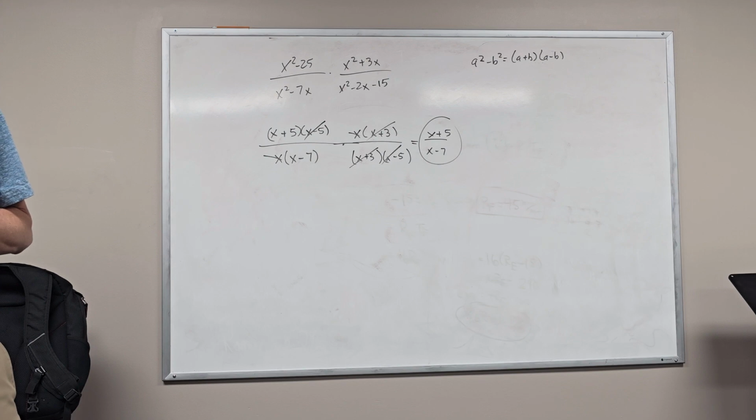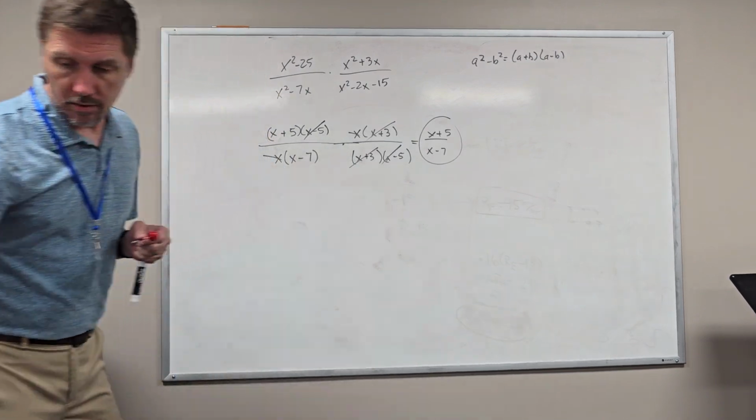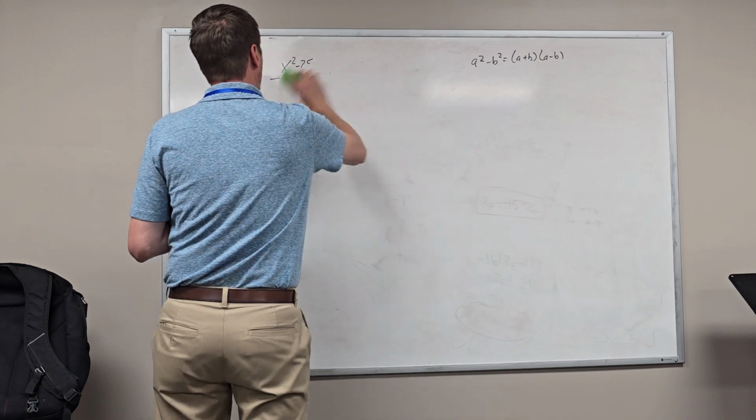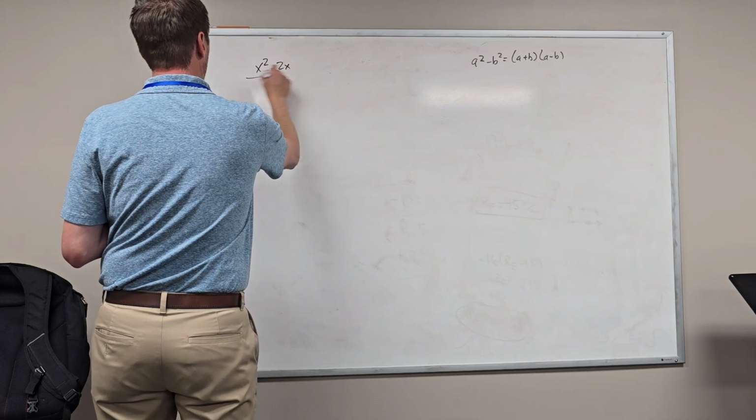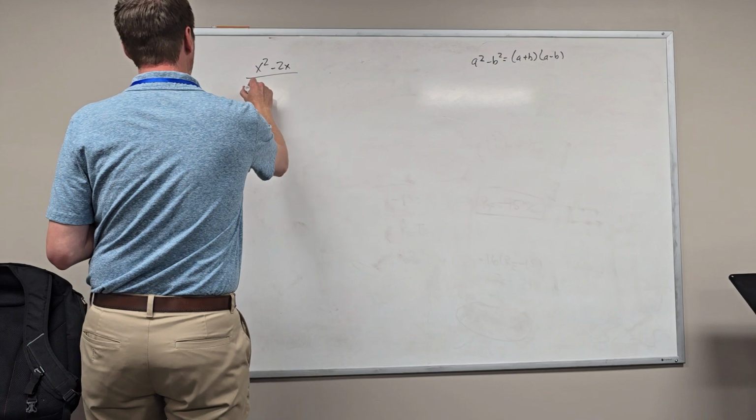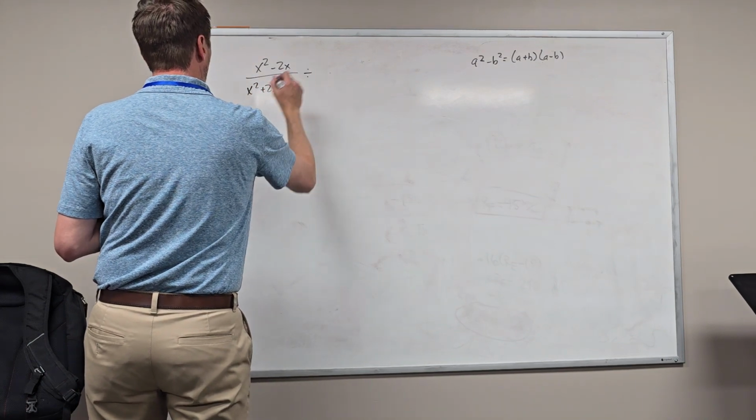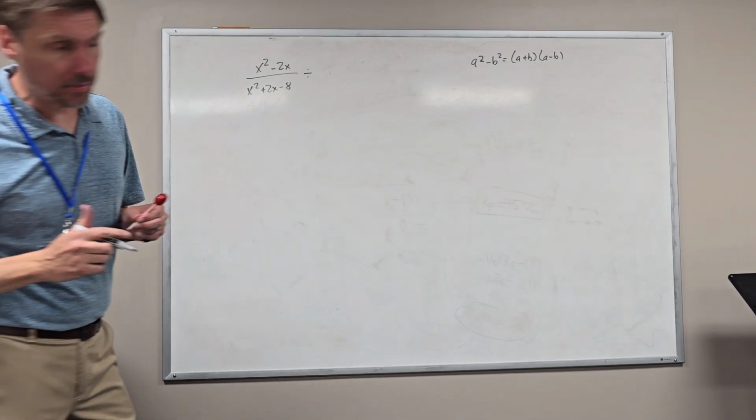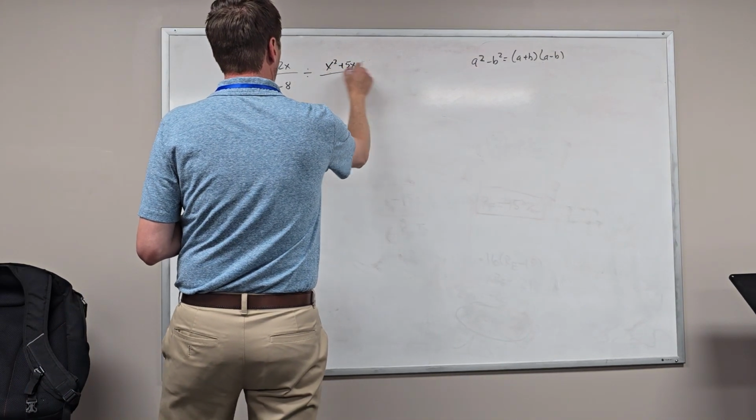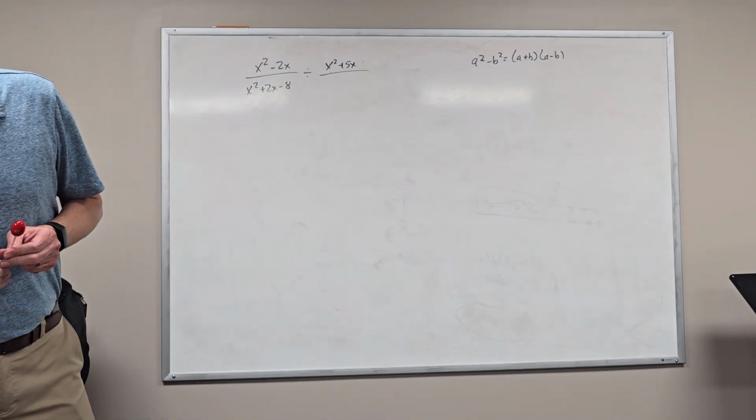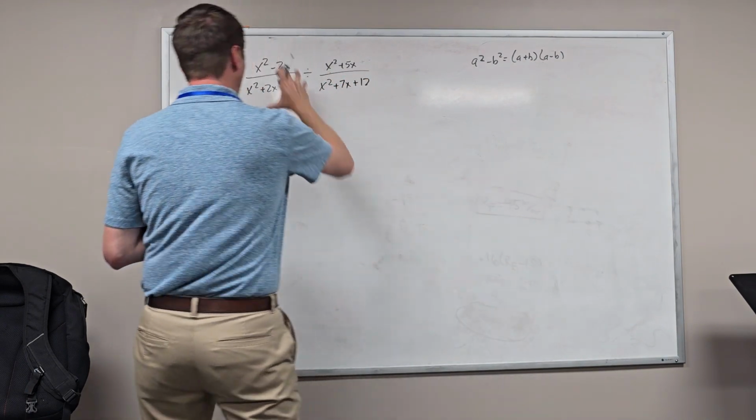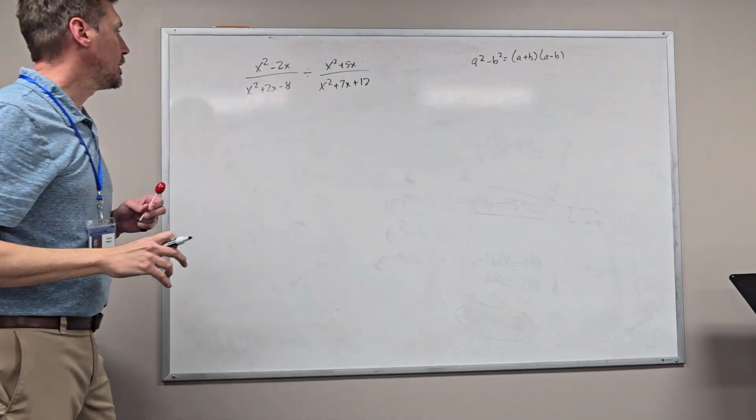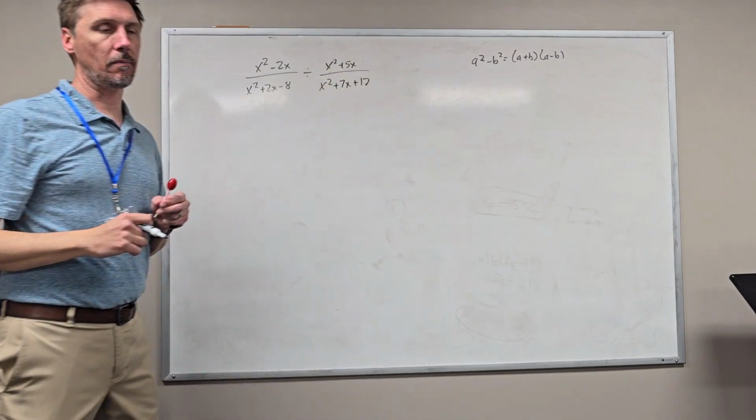Now, what about division? Division's going to be the same deal. You guys said it just a moment ago. If I have x squared minus 2x divided by x squared plus 2x minus 8, and then all of that is divided by x squared plus 5x divided by x squared plus 7x plus 12, I've got this big rational expression divided by this big rational expression.